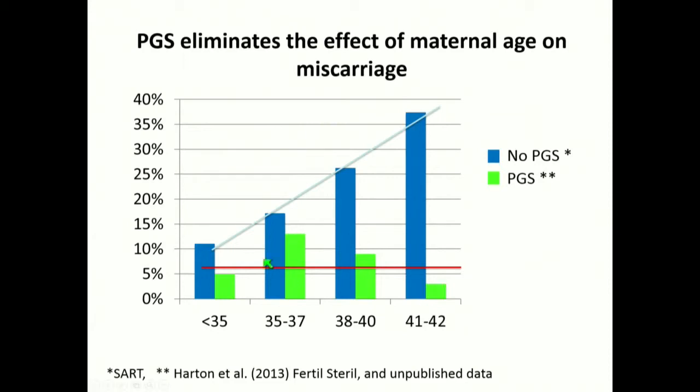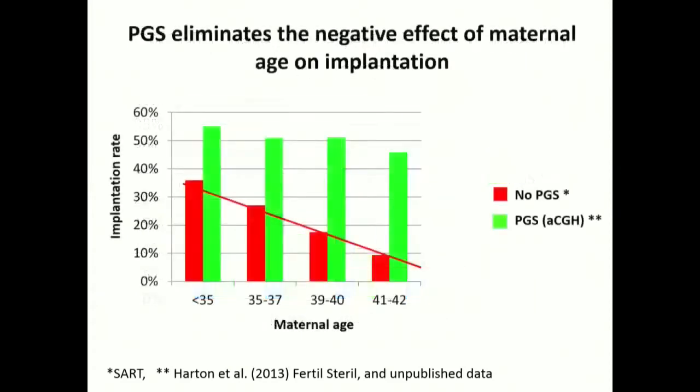If you do PGS, you really don't see a change with age. So all of that increase in loss rate is all chromosome related. So you take chromosomes out of the equation, you don't see that anymore.